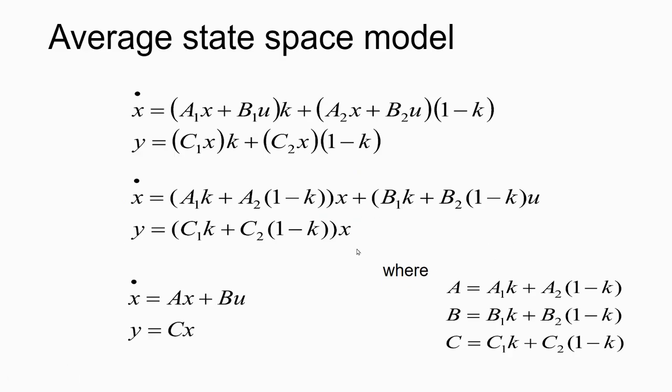So after combining all those things, after simplifying this equation and after segregating the terms into X and U, we will get the final state space model as X dot equal to AX plus BU, Y is equal to CX, where A is A1 K plus A2 into (1 minus K), B is equal to B1 K plus B2 into (1 minus K), and C is equal to C1 K plus C2 into (1 minus K).